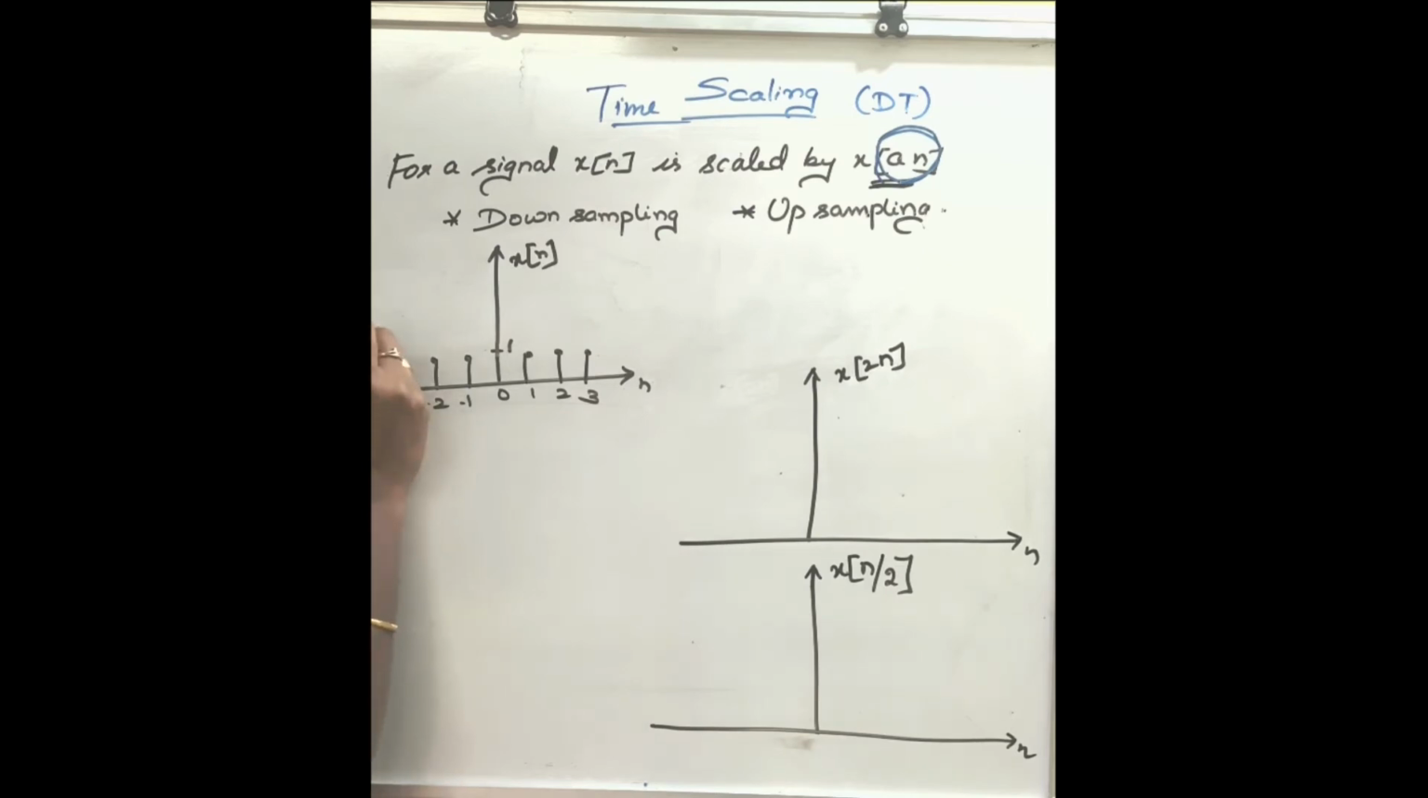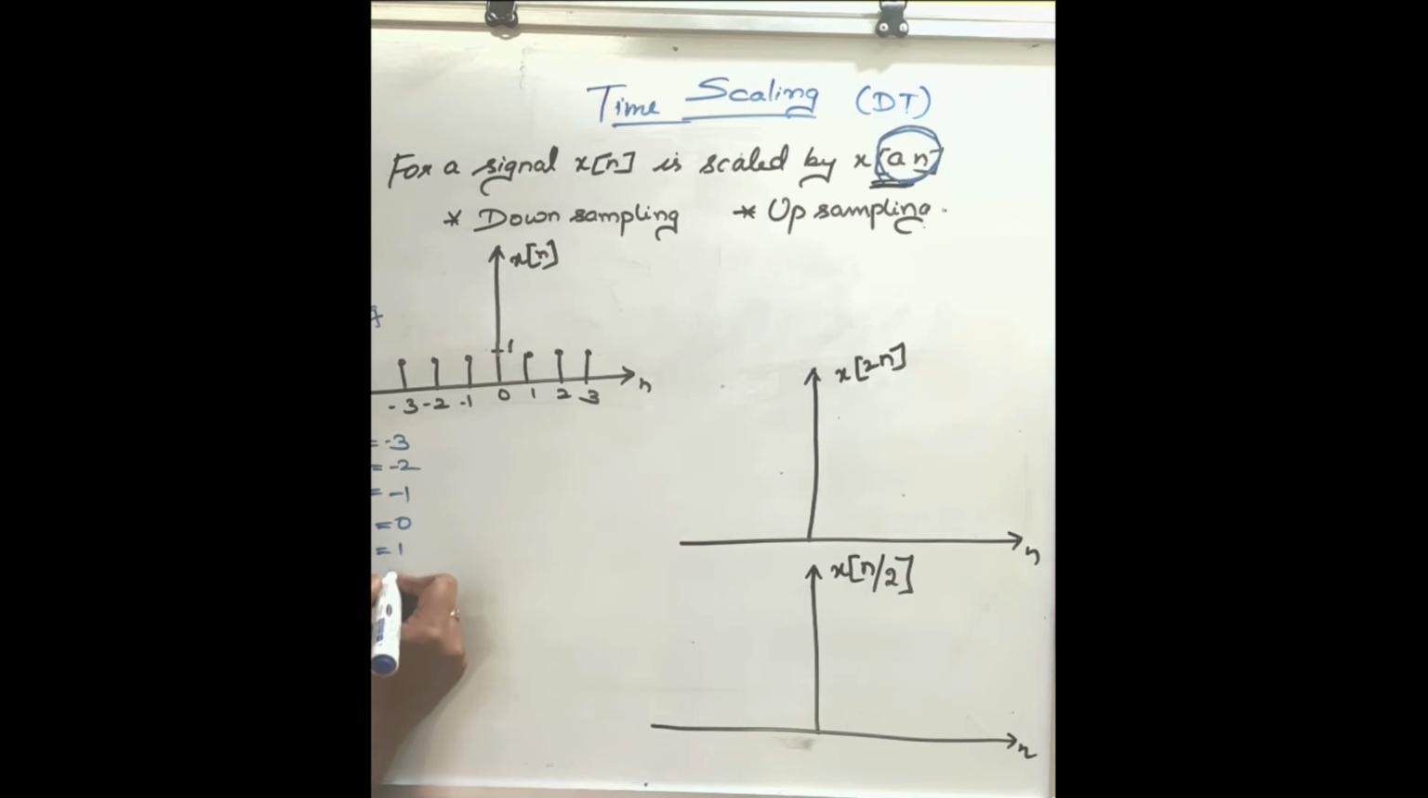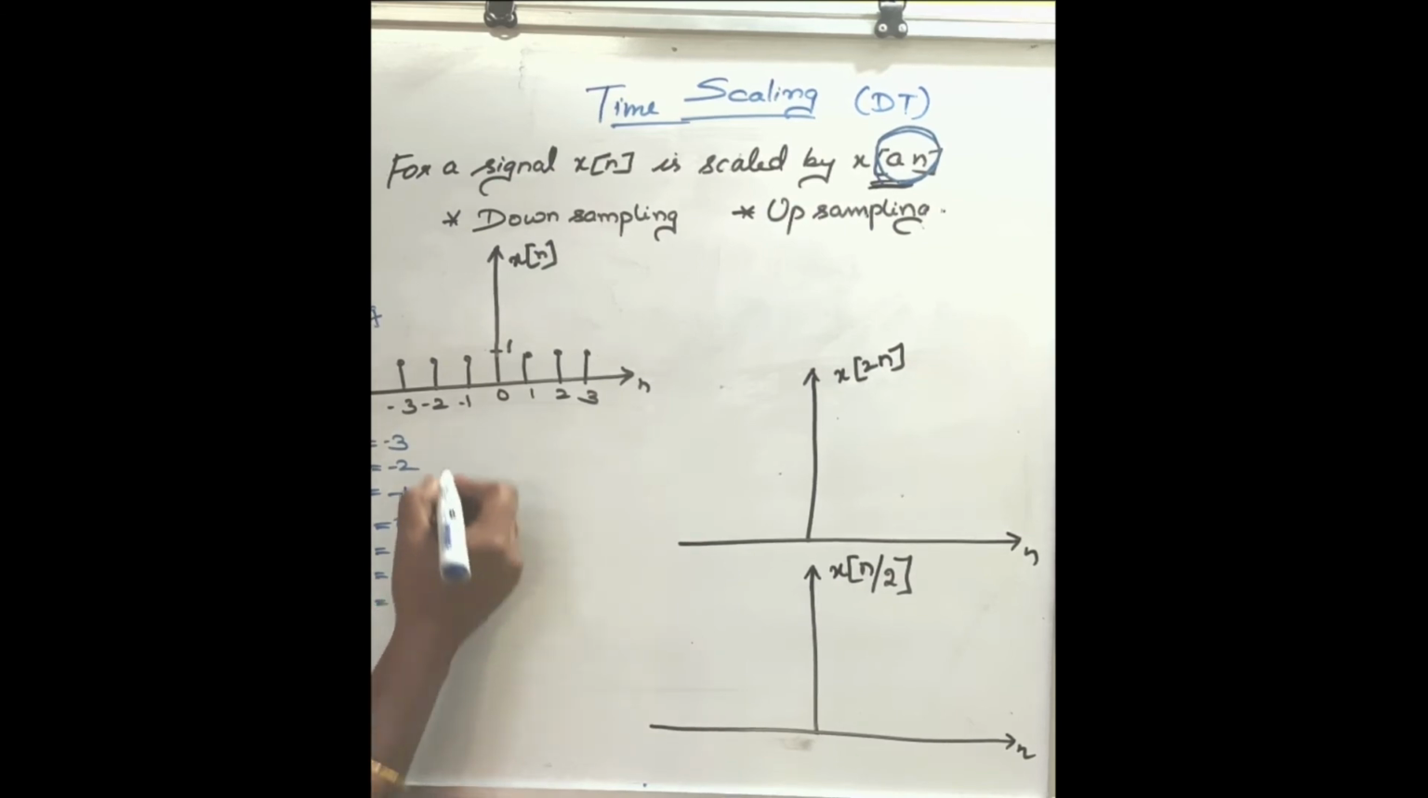Now here is an original signal given. Here we see that the values of n are minus 3, minus 2, minus 1, 0, 1, 2, 3. And the amplitudes of all the values of n is 1. So let's see, n1 is equal to minus 3, n2 is equal to minus 2, n3, n4, 1, 2, 3, 4, 5, 6, 7. So we can take till n7. It's minus 1, 0, 1, 2, 3.